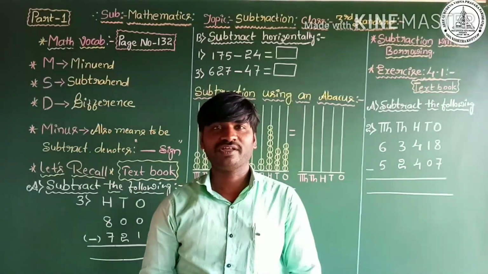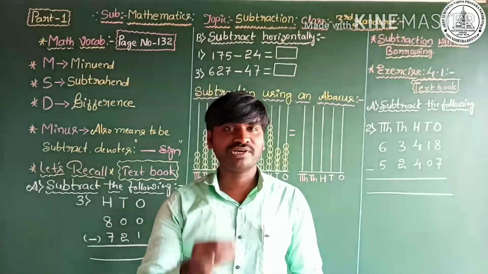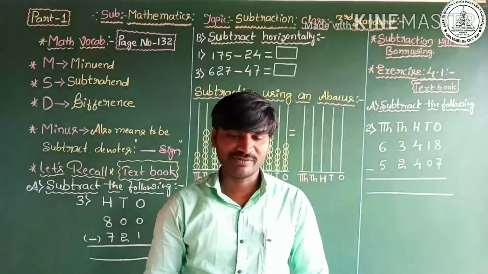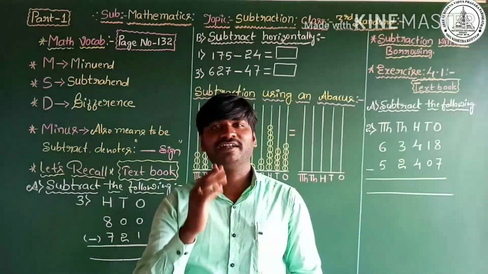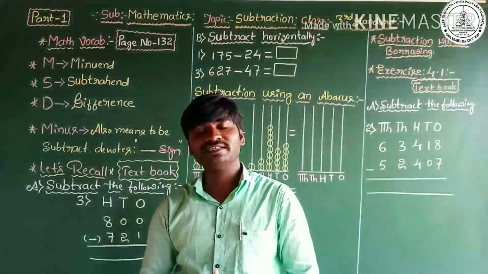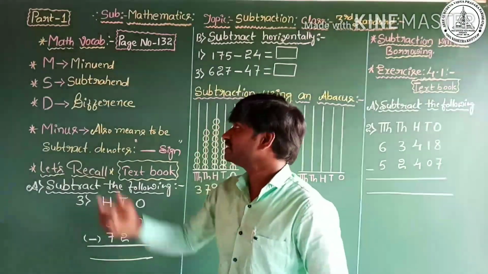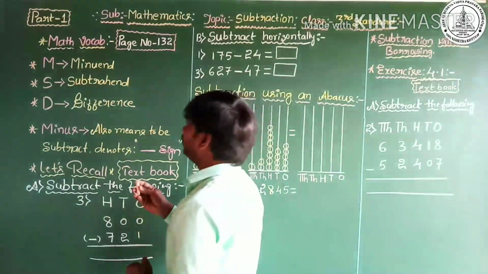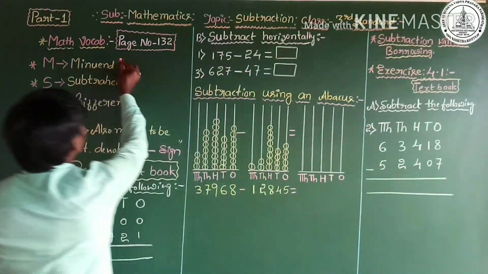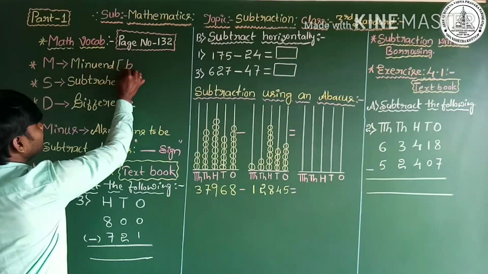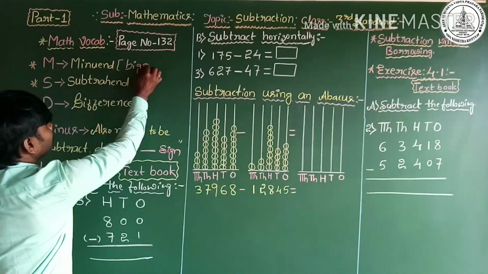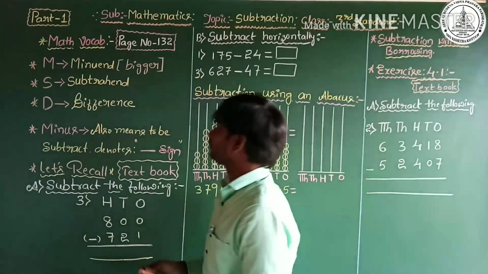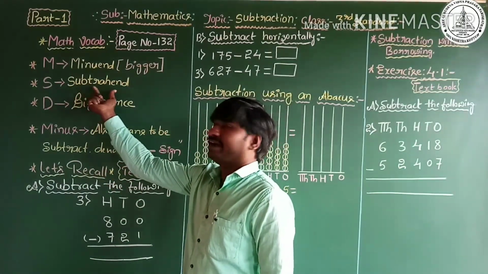A quantity or number from which another is to be subtracted. What is the minuend? A quantity or number from which another is to be subtracted. That is the minuend. Commonly we know the minuend is the bigger number. The next is subtrahend.